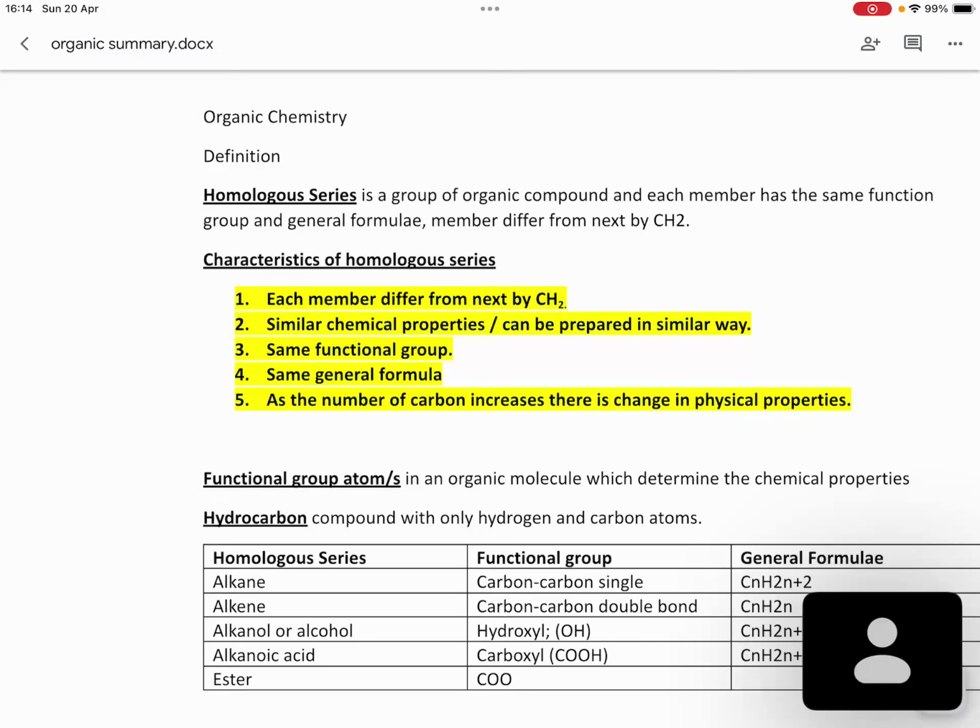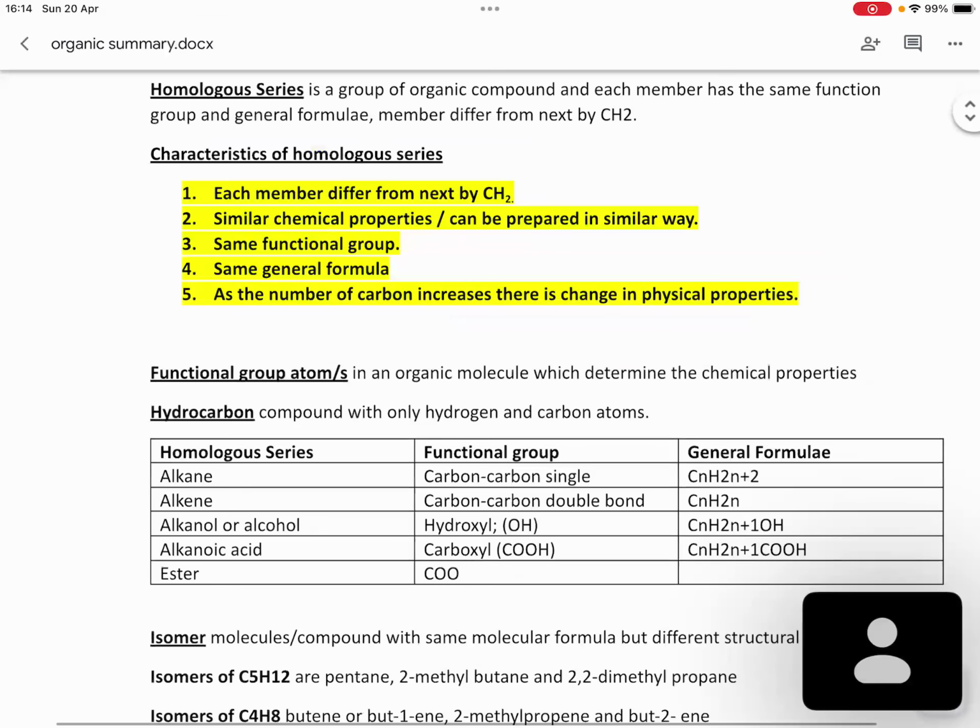They have the same general formula, same functional group. As the number of carbons increases, there's a change in physical property. One such property is boiling point. Boiling point increases as the number of carbons increases. So I want to continue defining terms. A functional group is an atom or group of atoms in an organic molecule which determines the chemical property, right?